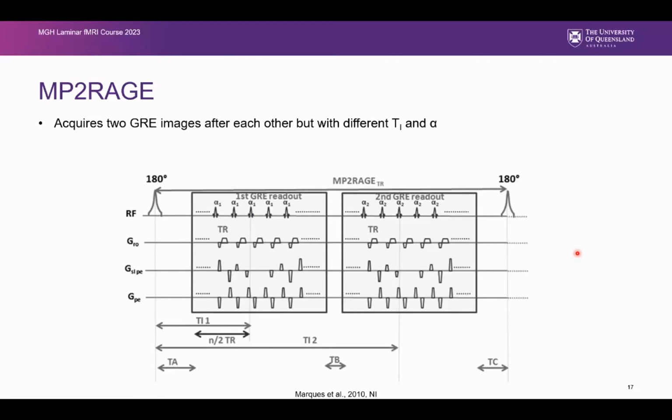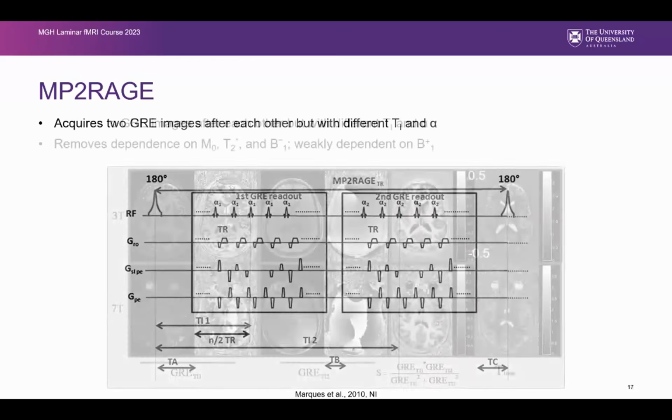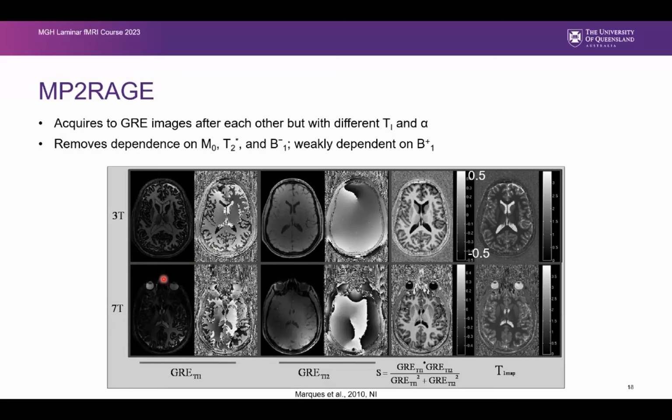So MP2RAGE acquires two flash or gradient echo images after each other, but with a different inversion time and a different flip angle. You can see here, you basically just repeat this readout module again, but obviously at a later time and with a different flip angle. You then get two contrasts. So this is the magnitude and the phase of the first, and this is the magnitude and phase of the second image. And then you can combine them in this complex way. And then you see you're getting rid of a lot of these inhomogeneities.